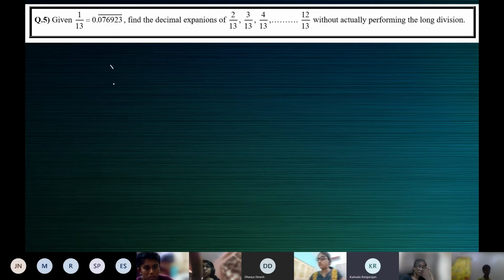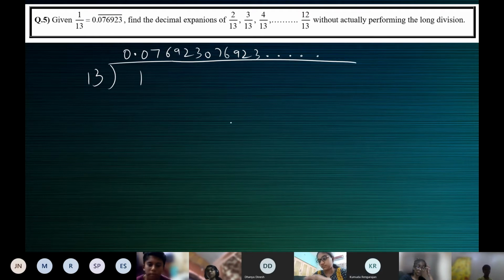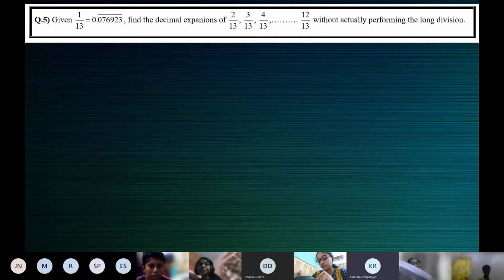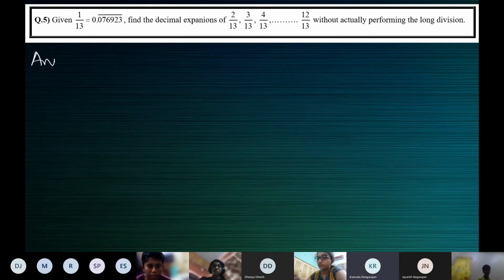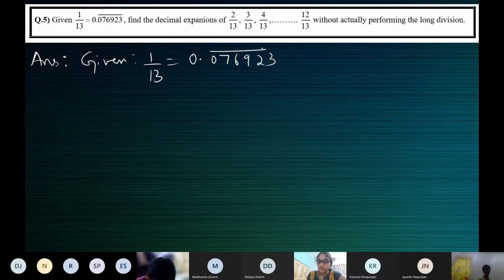See, they have done the long division for you. For 1 by 13, they have performed the long division and given its value, 0.076923, going on forever. Now you don't do the long division. Without performing the long division, using this value, you should find 2 by 13, 3 by 13 and so on. So you should complete this answer. You must say given 1 by 13 is equal to 0.076923 recurring. Now I'll just do two or three for you. You should complete the remaining.